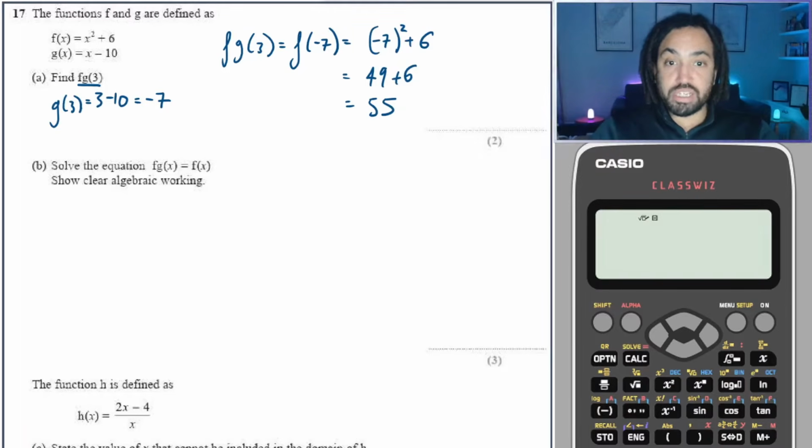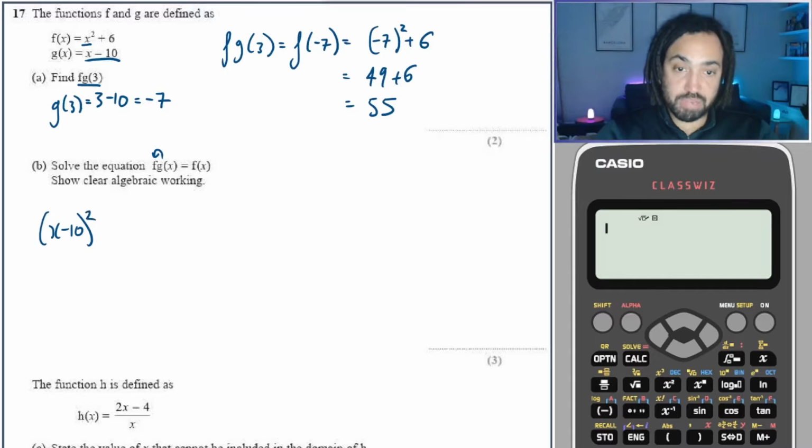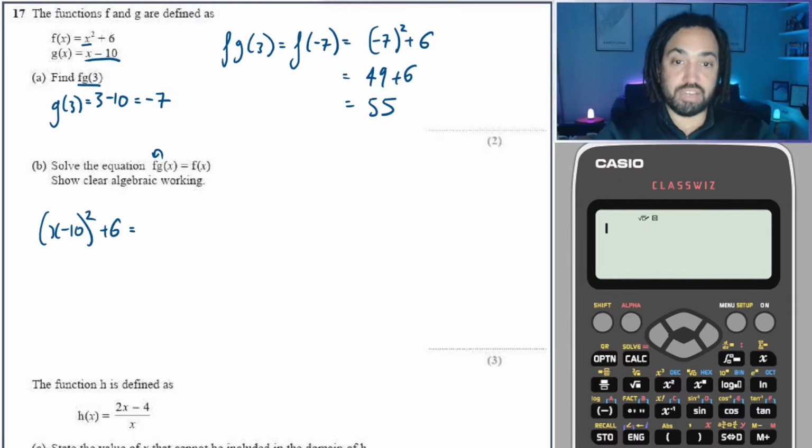Okay, solve the equation f of g of x equals f of x. Right, so g needs to go into f. So if I put g into f, that means I need to write out f, but replace the x with the whole of g of x. So it becomes x minus 10 squared plus 6. That's the f of g of x. And then the f of x, well, that's just x squared plus 6.